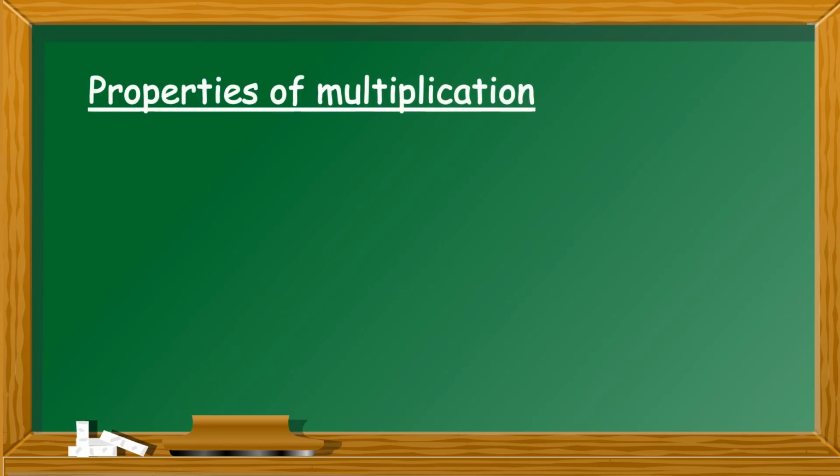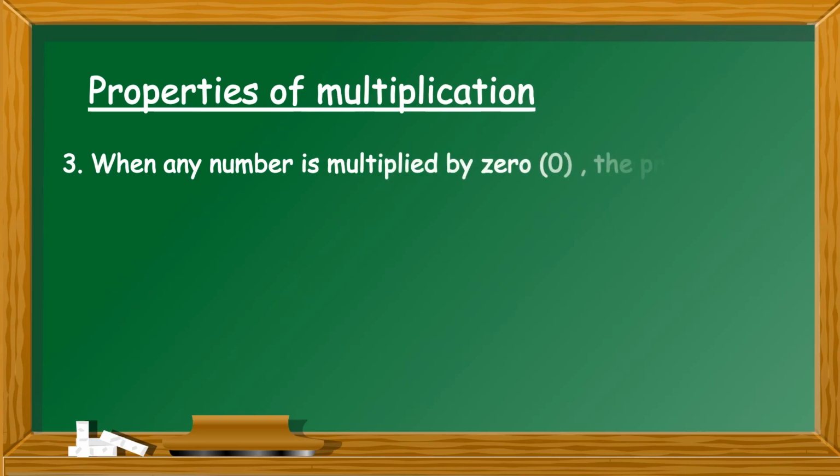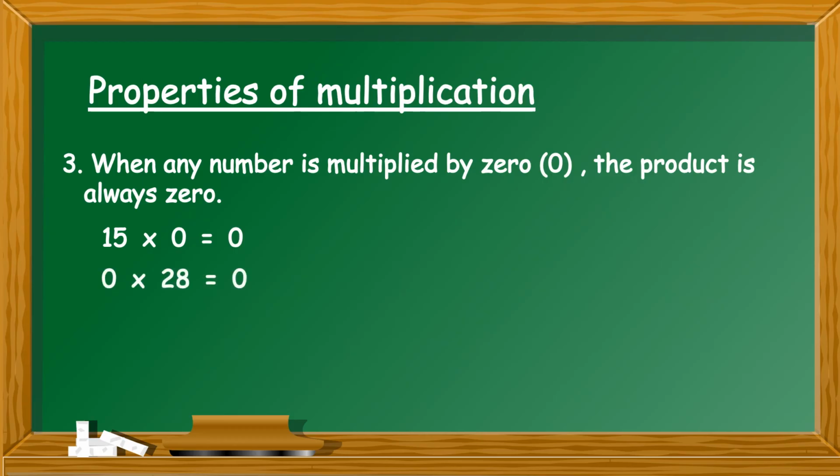Property number 3. When any number is multiplied by 0, the product is always 0. For example, 15 into 0 is equal to 0. 0 into 28 is equal to 0. If we multiply 3 numbers, for example 8 into 0 into 5, the product will be 0. 45 into 39 into 0 is also equal to 0.